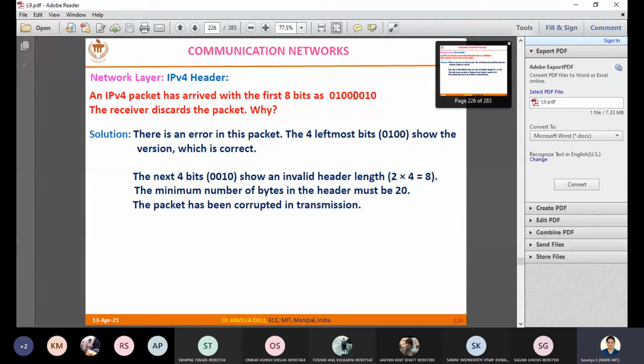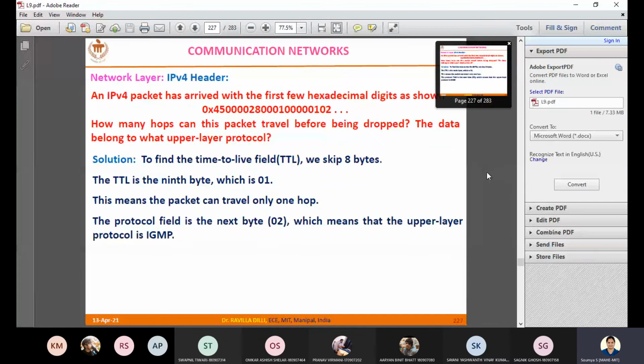That should be the minimum value of the last 4 bits. But here the last 4 bits that are given here is 0010, which is 2 into 4, which is equal to 8. So it is not valid because the number of bytes in the header should be minimum 20. That is, it should be 5. 5 into 4 should give us 20. Since it is not so, the receiver discards the packet because there has been a corruption.